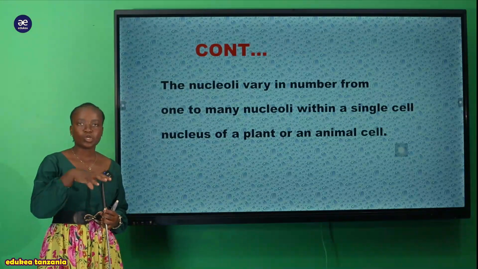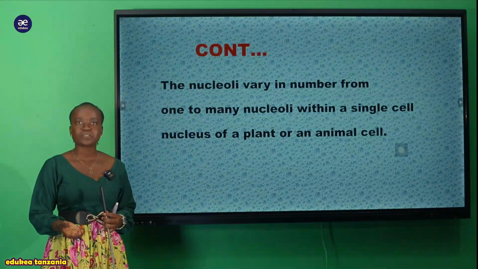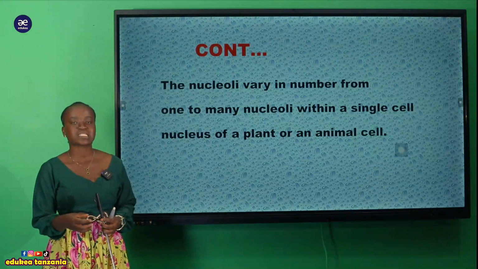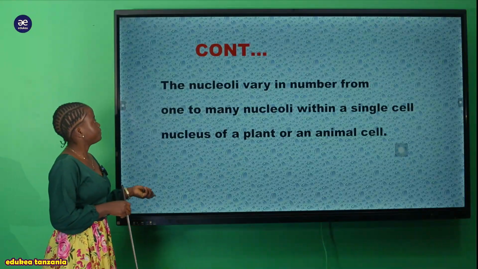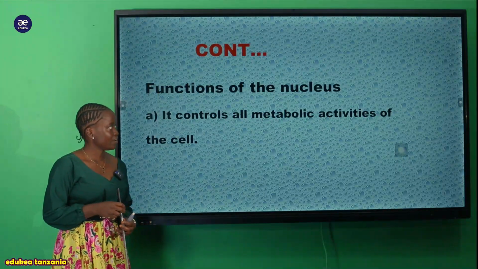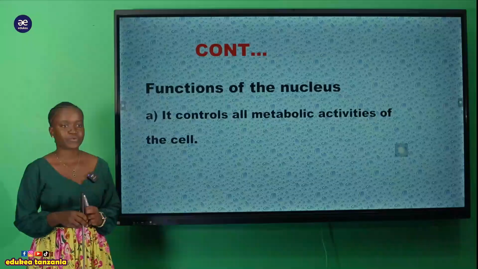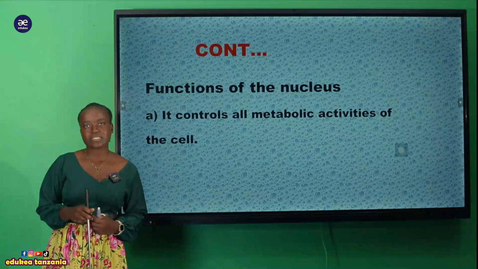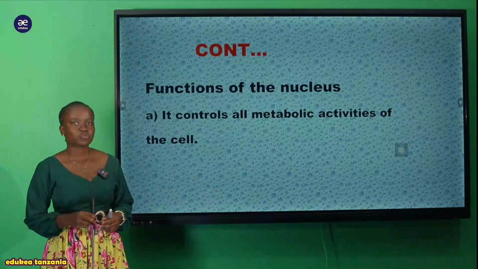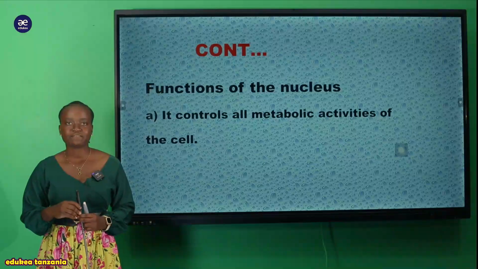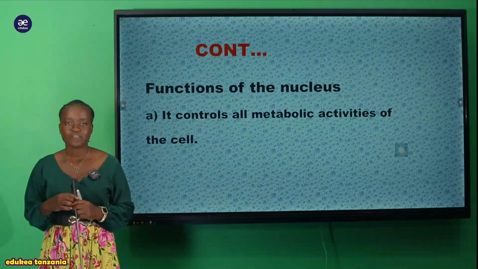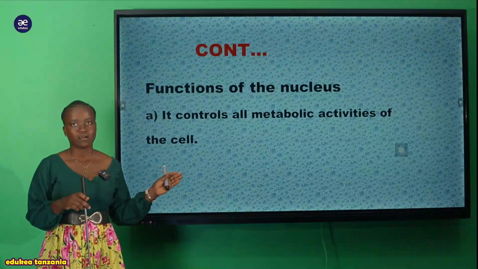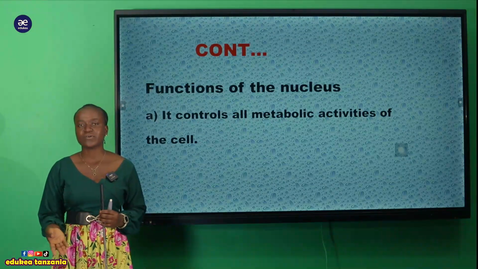It depends on whether it is a plant cell or an animal cell. The number of nucleoli tends to vary. So now let's see the functioning of the nucleus. What functions does the nucleus have? As we have seen the structure, and the things that are found within the nucleus, we have to ask ourselves, what are the functions of the nucleus within a plant or animal cell?